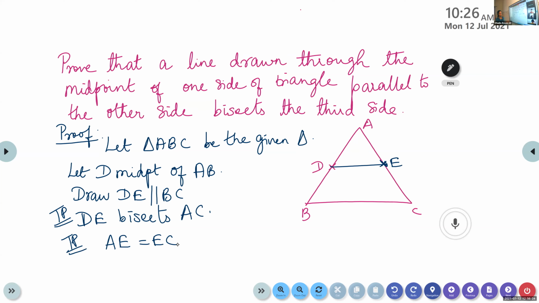Equal. It is equal. That means you have to prove AE is equal to EC. Is it clear? Up to this, from the question, we are drawing the figure and writing what is given and what to prove. Is it okay?